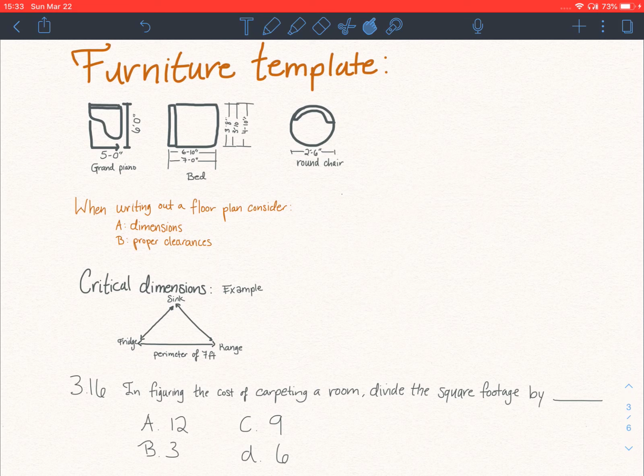So a couple of things to consider when writing out a floor plan, which you already saw last week: how to write out a floor plan with the windows and doors, and where to draw the lines so that it shows which way the doors open. You have to consider the dimensions of each item, and you also need to consider proper clearances for each item. You'll see on page 51 that depending on the item, it'll recommend a clearance of 3 feet, 4 feet, sometimes 1.5 feet. I know that it's recommended that in a bedroom there needs to be at least a 20-inch clearance around the bed.